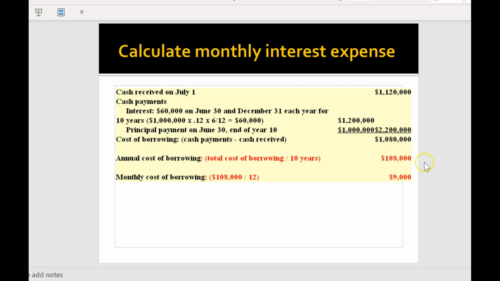1.08 million over 10 years, every year. That is $108,000 per year. Divided by 12 months, for every month, the interest expense will be 9,000. Okay, again, using the money paid in 10 years minus the money we received at the beginning, we got the cost of borrowing over the 10 years. That could be drilled down to annual cost of borrowing and monthly cost of borrowing. So this monthly cost of borrowing would become the interest expense.